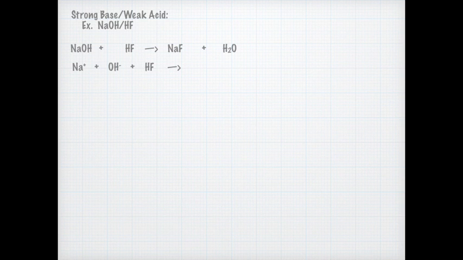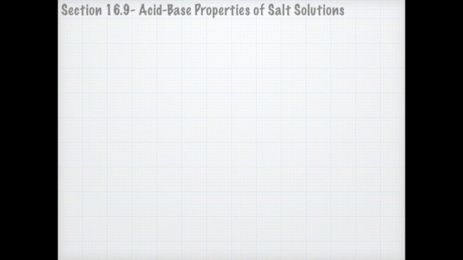That's going to break apart into sodium ions and fluoride ions, and water. The only thing that stays the same, the spectator ion, is the sodium ions. As a result, you're going to have hydroxide reacting with hydrofluoric acid to produce water and fluoride ions. So keep in mind that if you have a weak acid or a weak base, since they don't completely dissociate, you're not going to just end up with a net ionic reaction of hydroxide reacting with hydrogen ions to produce water.